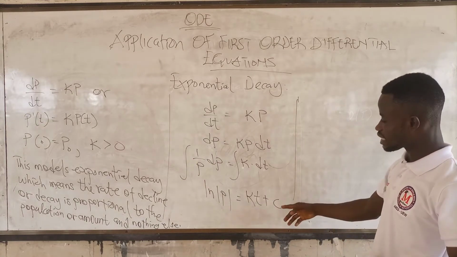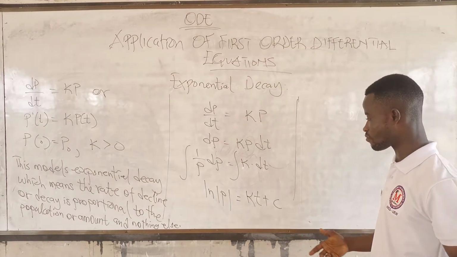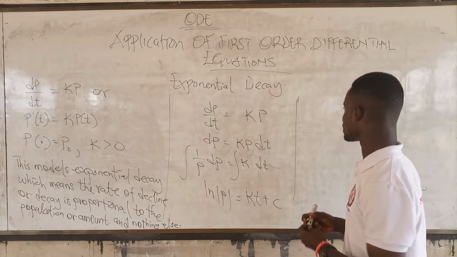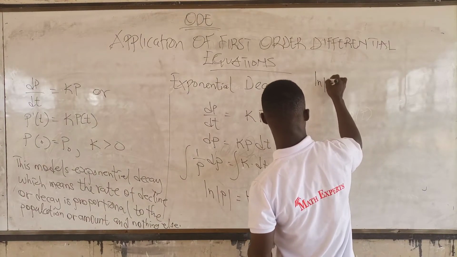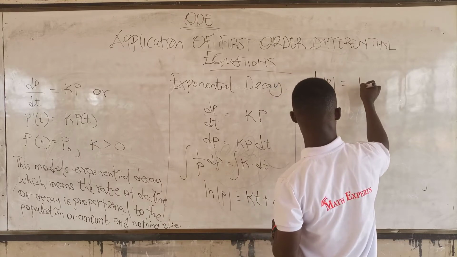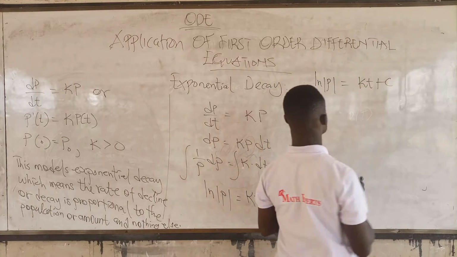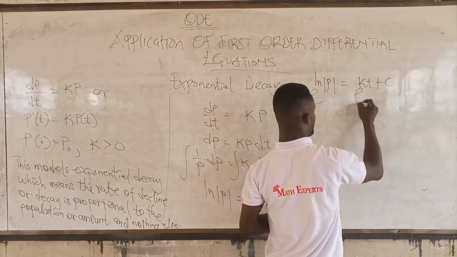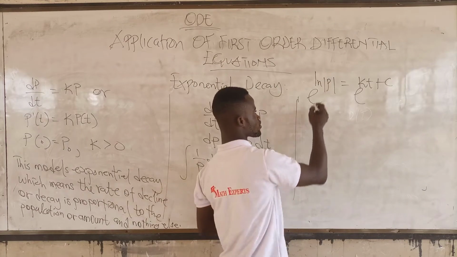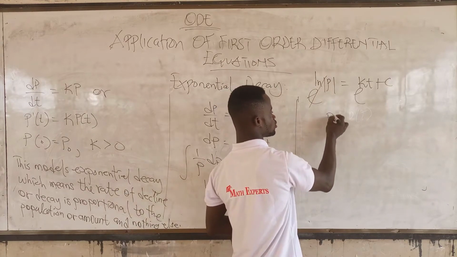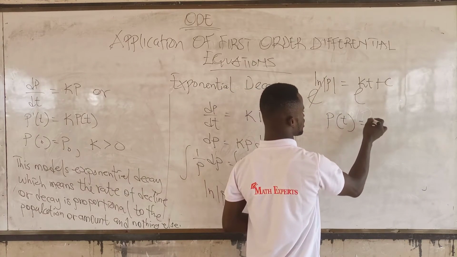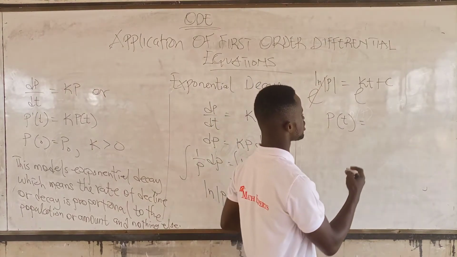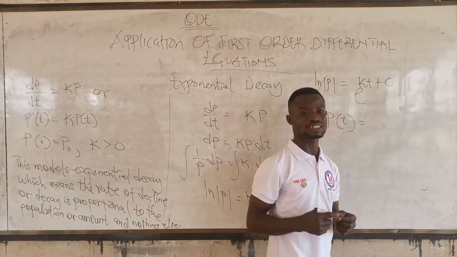Alright, C is representing the family of curves. So here, what can we do now? We can take the natural log on both sides, and when we take the natural log on both sides, this will cancel out. So we get P of t, which is going to be a function in terms of t.